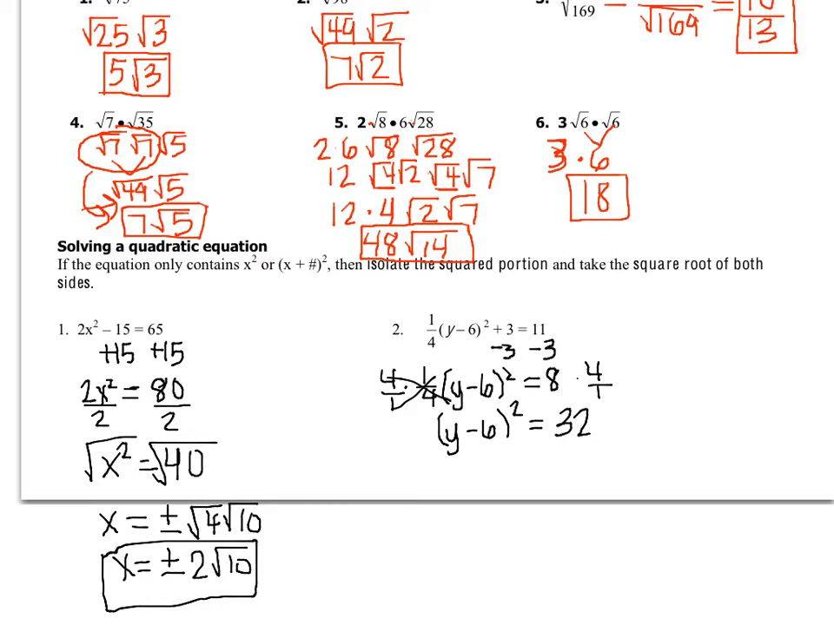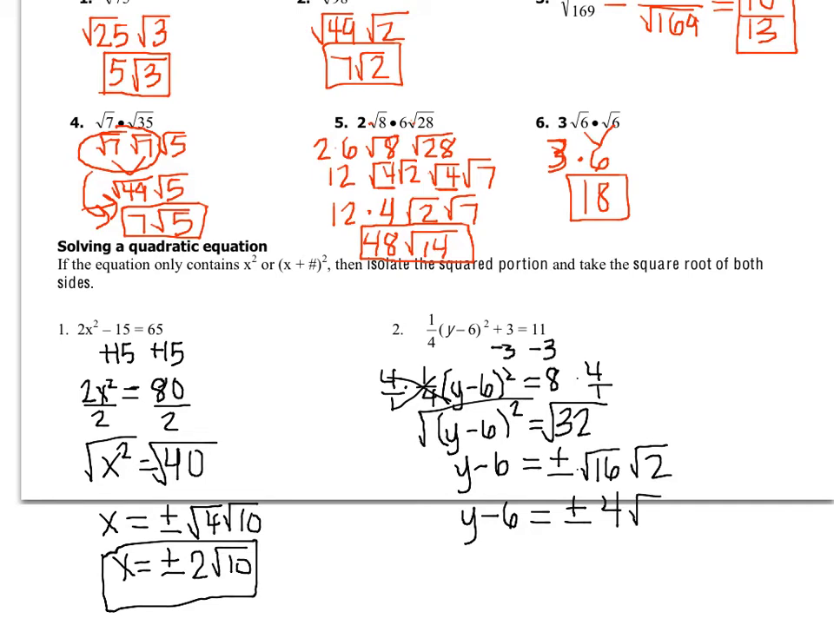Now that I've got my squared portion alone, I need to take the square root of both sides. So I have y minus 6 equals, now I took the square root, so I need to add a positive and negative in there. And I think, what perfect square goes into 32? Well, 4 does, but 16 is even bigger and 16 goes into it. So I'm going to put 16 into it. So it's the square root of 16 times the square root of 2. And if you put 4 into that, you would just have to reduce one extra time. So I have y minus 6 equals positive or negative 4. Square root of 16 is 4 times the square root of 2.